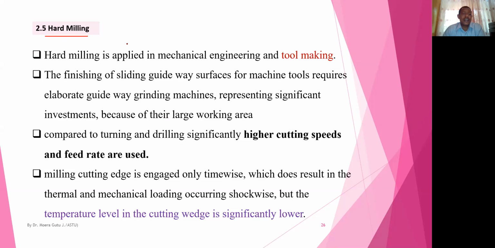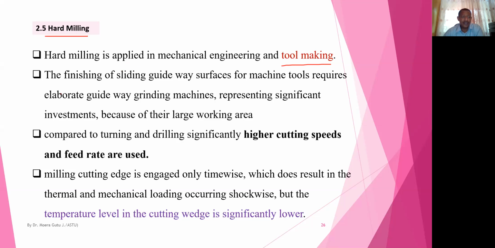Third one, we see hard milling. Also, the milling cutter can be continuously engaged with the workpiece material, and in this case also the heat generation is more, next to drilling. And hard milling is applied in mechanical engineering and tool making technology. So milling, as you know, is used to make a surface finish or flat surface, or using milling you can make holes, also you can make slots. So hard materials can be machined by milling.